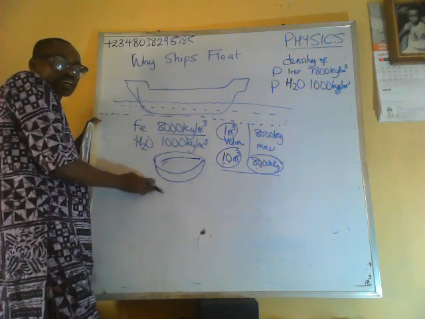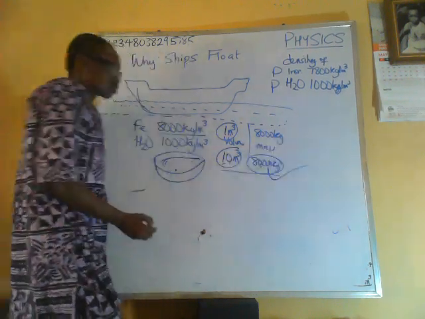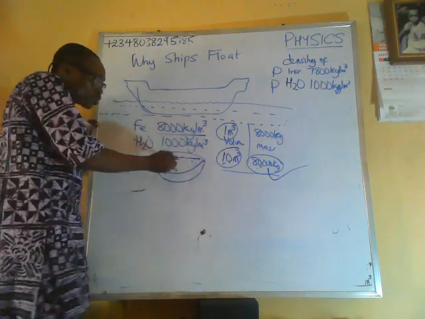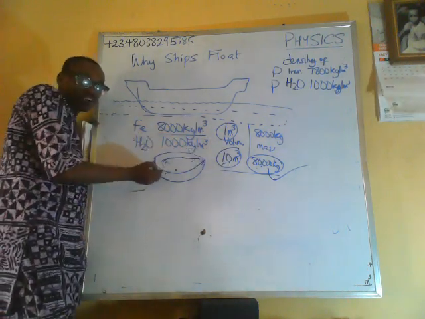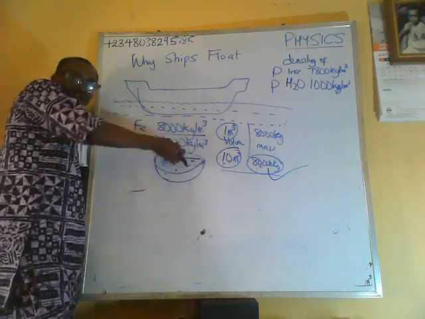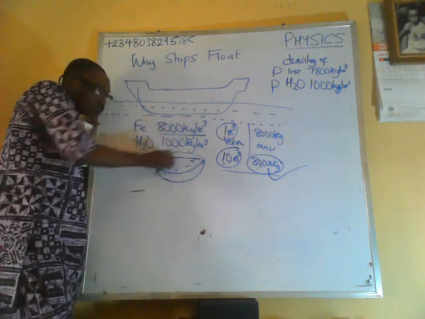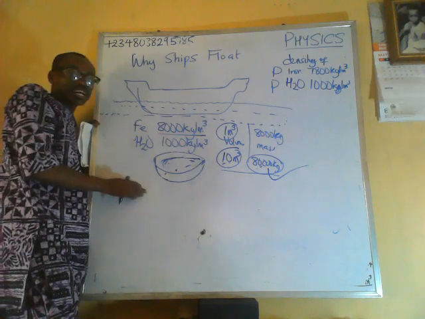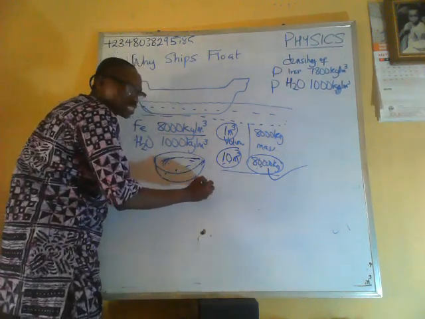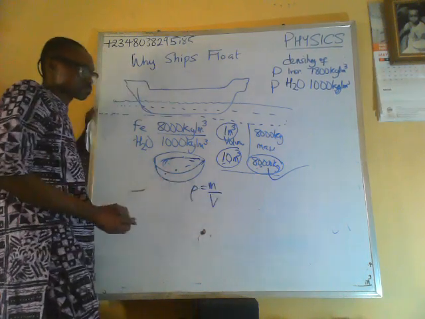At the end of the day, the mass of that ship is still 80,000 kilogram, but right now the volume is no more 10 cubic meters. The volume comprises the volume of the iron, which is 10 cubic meters, and the volume of this empty, hollow space, which also makes up the volume. And this volume is even more than the volume of material used. So the formula for density is density equals mass over volume.